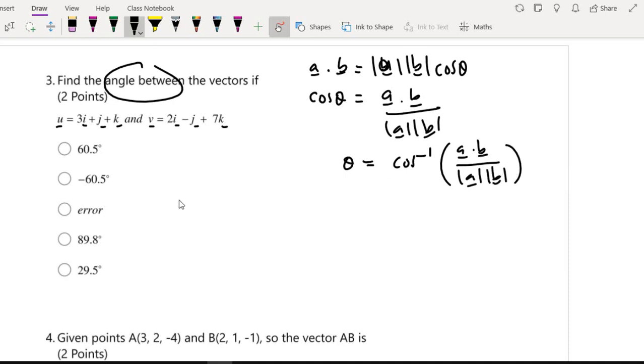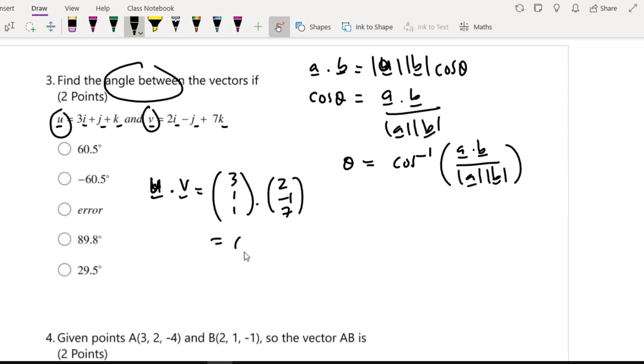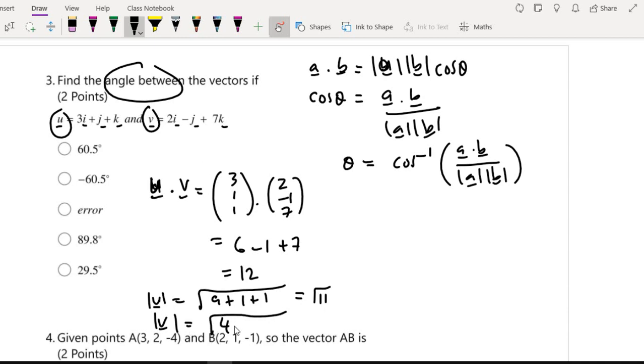So you have to find, instead of a, vector u dot vector v. Change to matrix form: 3, 1, 1 dot 2, 91, 7. Okay, 3 times 2 is 6, 1 times 91 is 91, 1 times 7 is 7, plus, equal to 12. Okay, this is u dot v. We need to find modulus vector u: 9 plus 1 plus 1 is equal to 11. Modulus vector v: 4 plus 1 plus 49 is equal to 54.